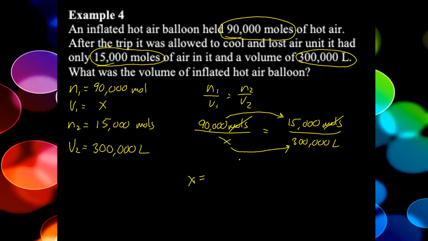Okay, so cross multiply divide: 90,000 times 30,000. There's a lot of zeros to count. That's the scary part. 90,000 times 30,000 divide by 15,000. What do we get? If you just want to read off the zeros, I'm good with that. 1,800,000.